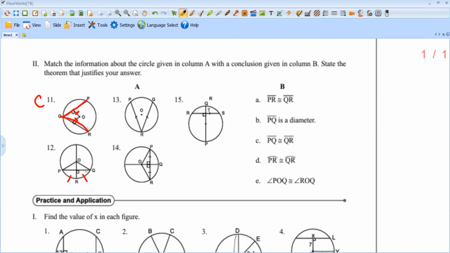POQ, this one. PR is equal to QR, PR is equal to QR, or PQ is the diameter, no. PQ is equal to QR, no. PR is equal to POQ is equal to ROQ. Okay, so let us assume that this is letter D. So what about number 13?